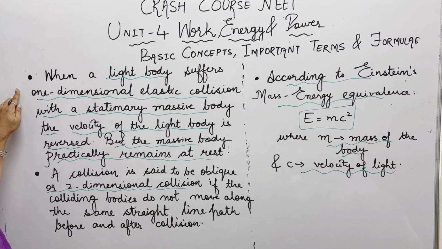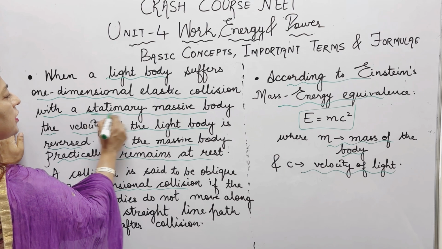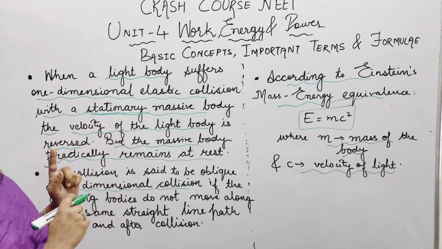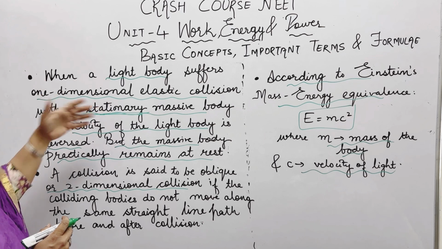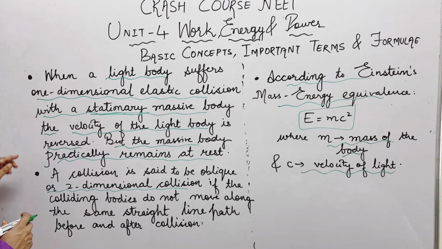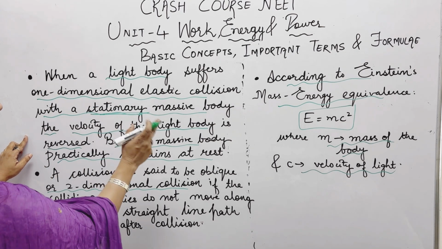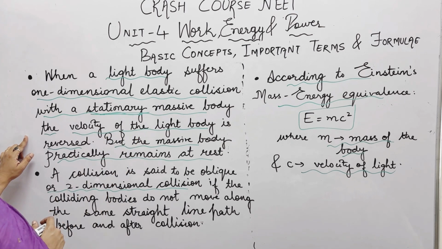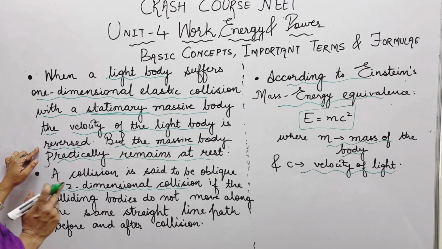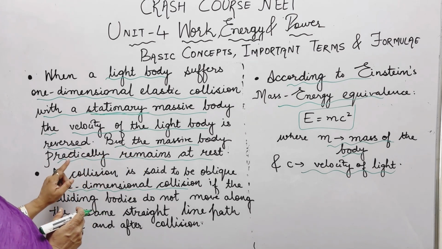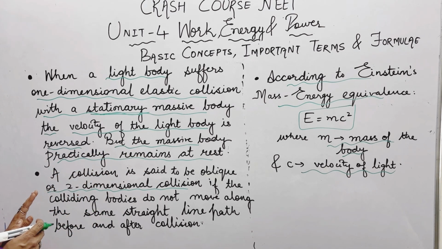When a light body suffers one-dimension elastic collision with a stationary massive body, here the case has been changed. In this case, the massive body is at rest and the light body is moving. And after collision with the stationary massive body, the velocity of the light body gets reversed. The direction of the body gets reversed. But the massive body practically remains at rest. There is no movement in the massive body practically.